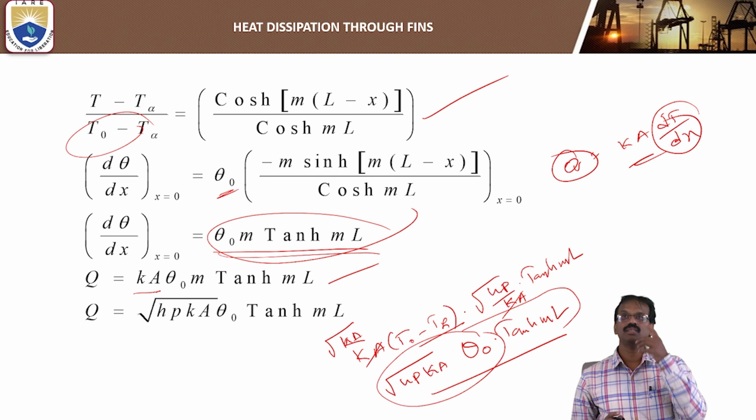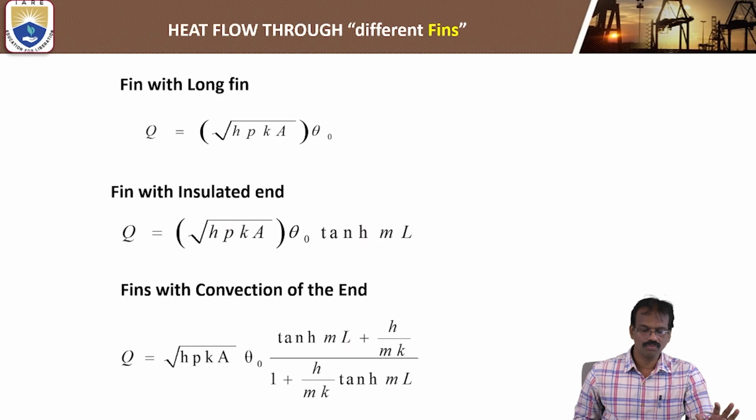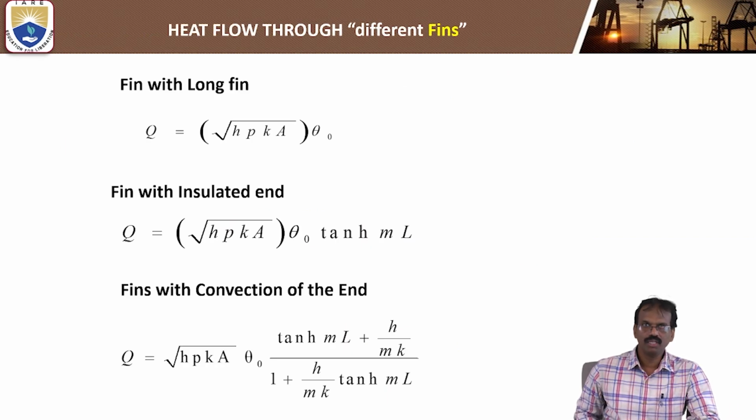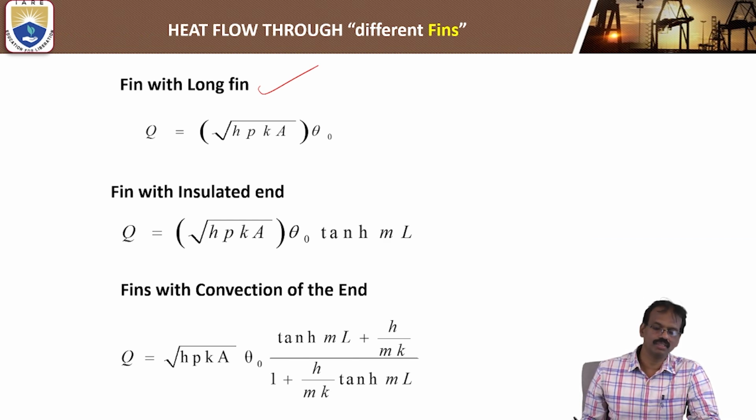One more fin is there, that is the fin with convection at the end. Here I am not deriving that one, I am just giving the final formula for it. So finally, there are three types of fins. One is the long fin, with very long length. We are assuming that x, the length of the fin, is equal to infinity. We are considering that one.